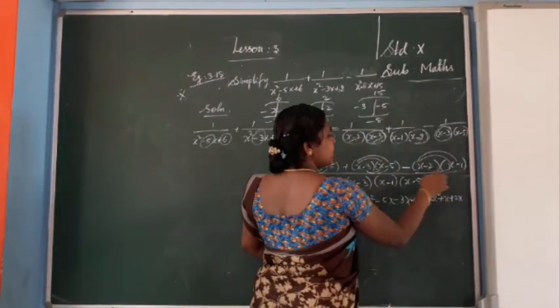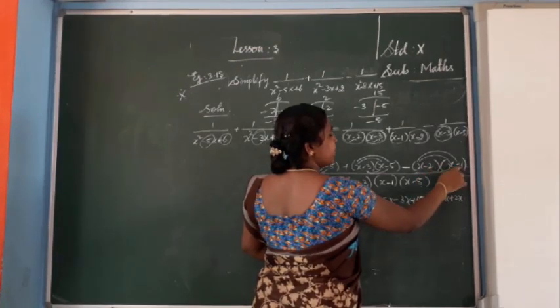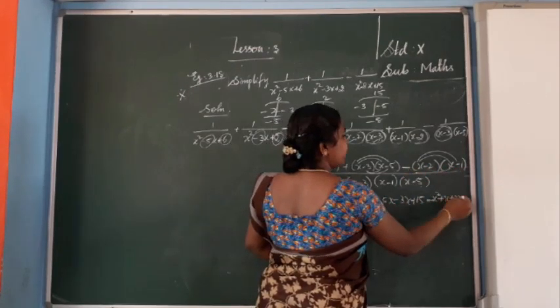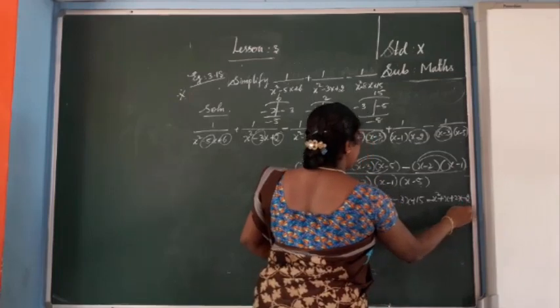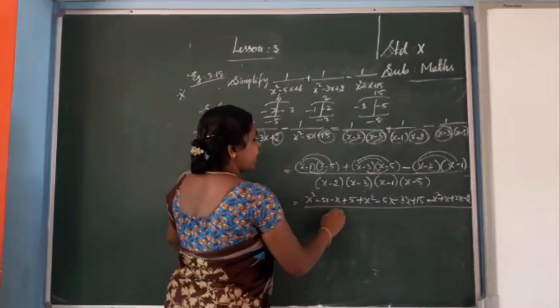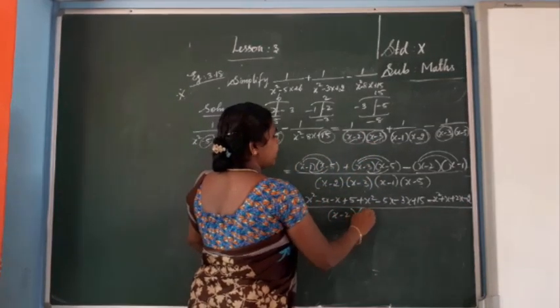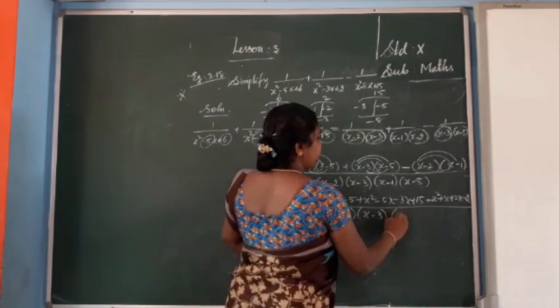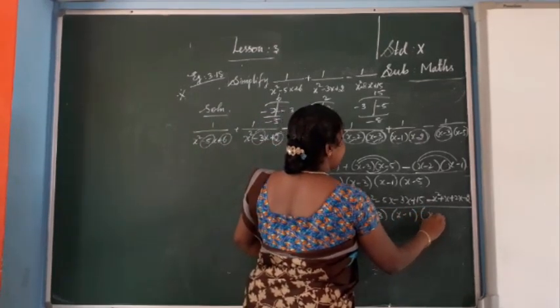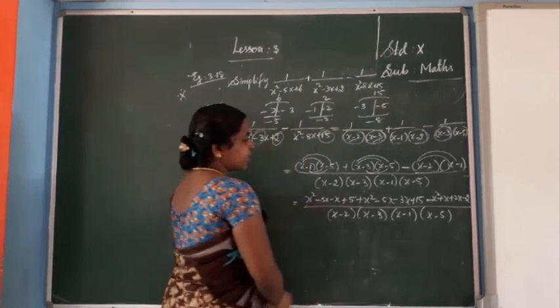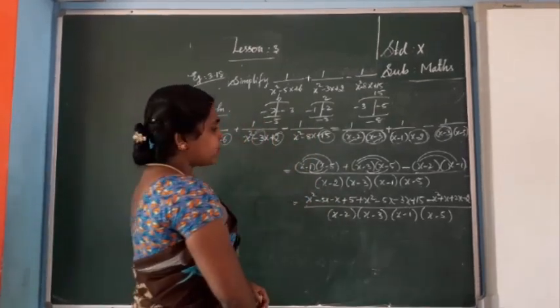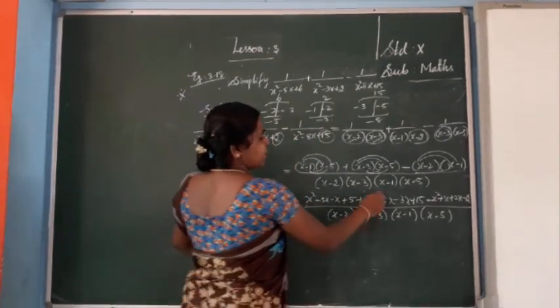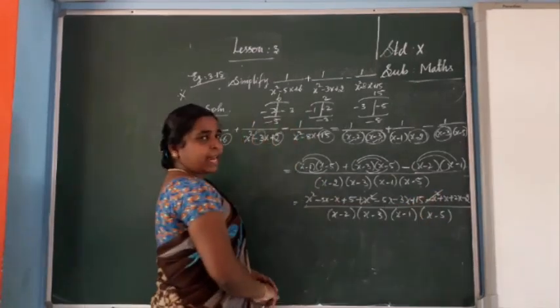Then minus 2 into minus 1 is minus into minus plus 2, and the 2 has minus outside, so minus 2. Divided by x minus 2, x minus 3, x minus 1 and x minus 5. Now you see the numerator. If you can simplify, you have to simplify. So x square and minus x square cancel.